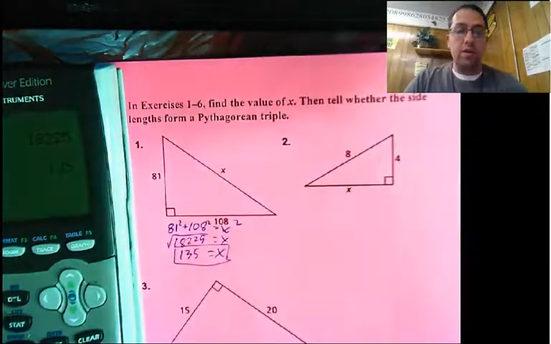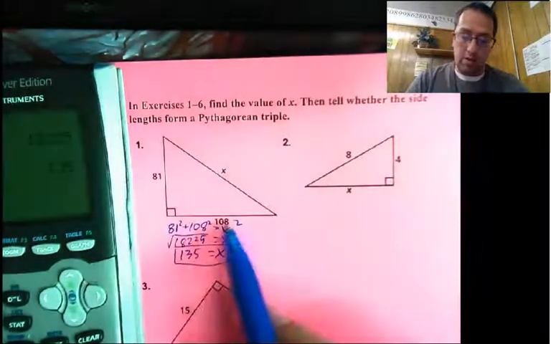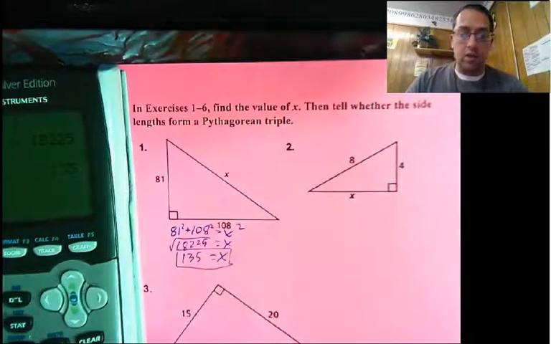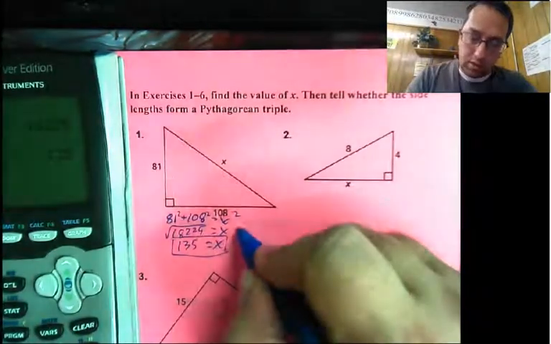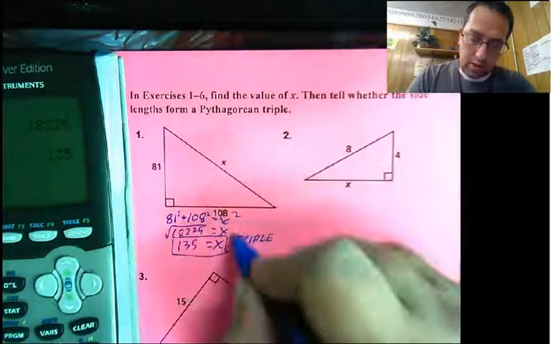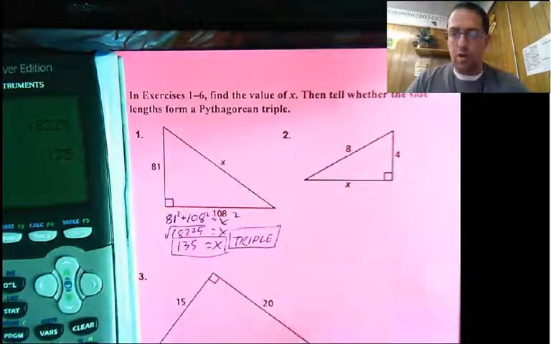So is this a Pythagorean triple? Well, that's an integer, that's an integer, that's an integer. They're all nice whole numbers, and so yes, this is a triple. This is a triple. Let's try the next one.